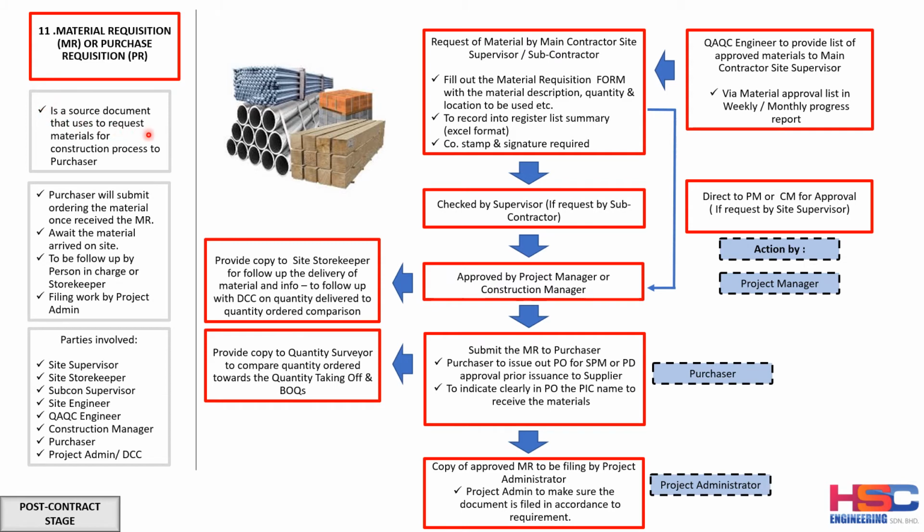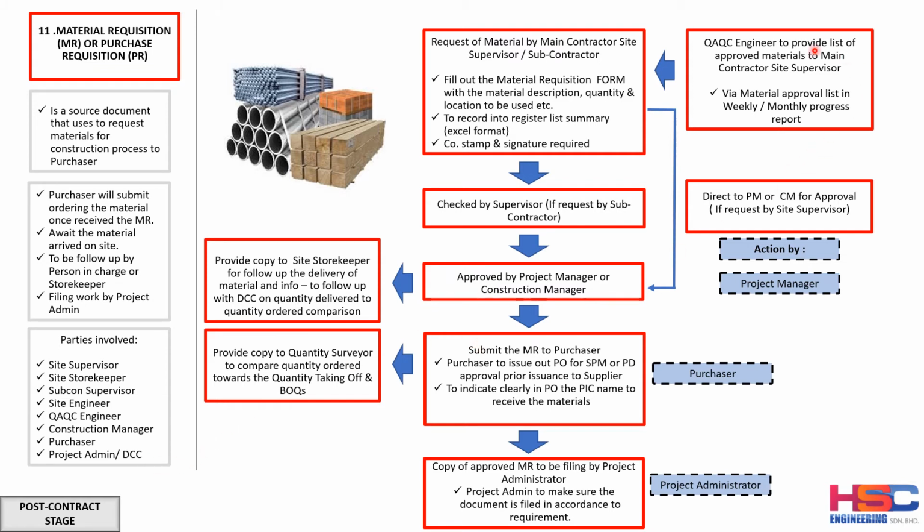It is a source document used to request material for the construction process from the purchasing department. The purchaser will order the material once they receive the MR, and await the material's arrival on site, to be followed up by the person in charge or the storekeeper, and the filing work by the project admin. The parties involved are the site supervisor, site storekeeper, subcon supervisor, site engineer, QC engineer, construction manager, purchaser, and the project admin.